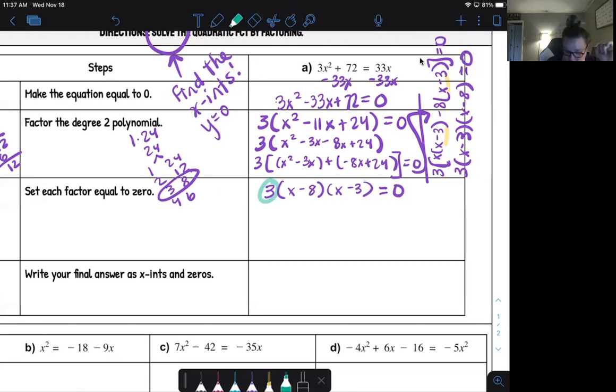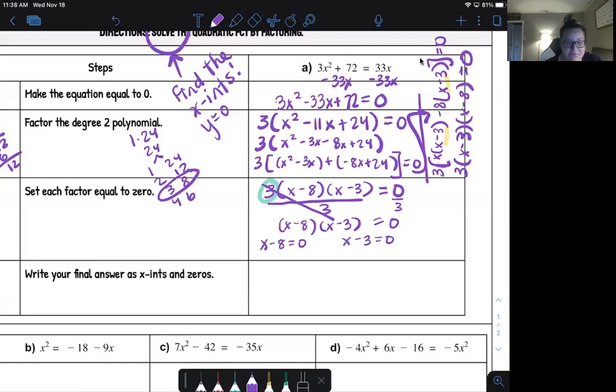In fact, what we can do is we can divide both sides by 3. 3 divided by 3 is 1. So then we're left with x minus 8 times x minus 3. 0 divided by 3 is 0. So we're able to divide that 3 out on both sides, cancel it. We don't even have to deal with it anymore. Now, set each factor equal to 0. So x minus 8 equals 0, x minus 3 equals 0. Solve for x. So set each factor equal to 0 and solve for x.